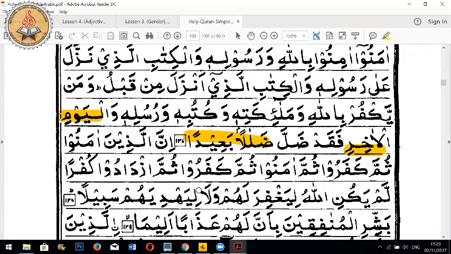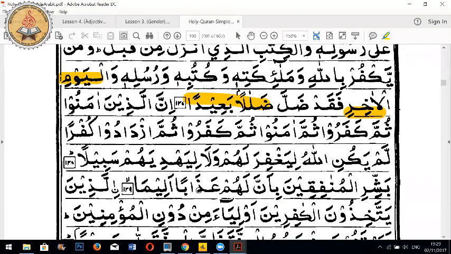Third one. Okay, let's see. Remember, this noon has come from the back tanween. Yes, it is aliman. So that would be azaban aliman as well. Basically, this small noon has been shifted from the tanween here.